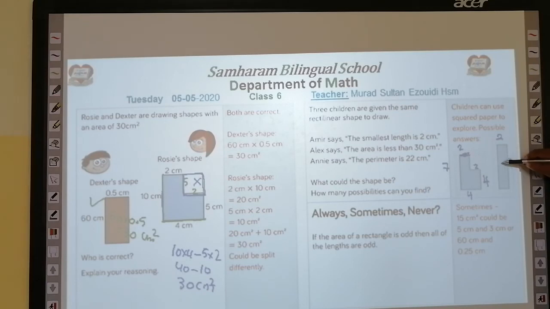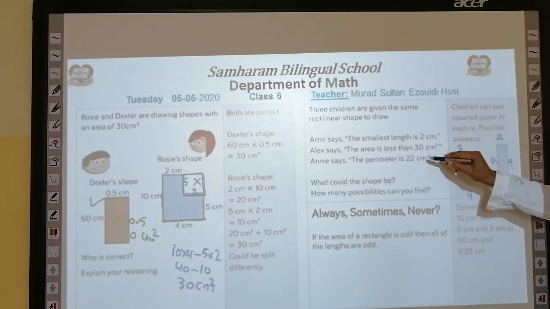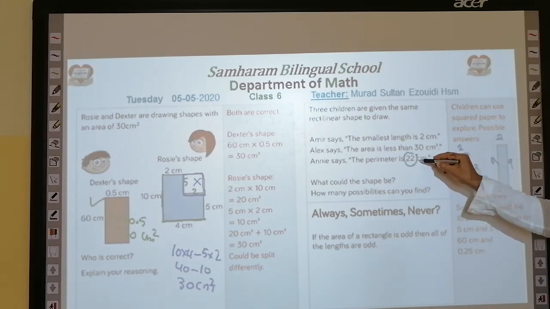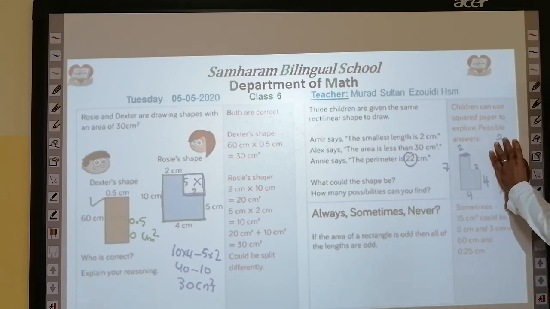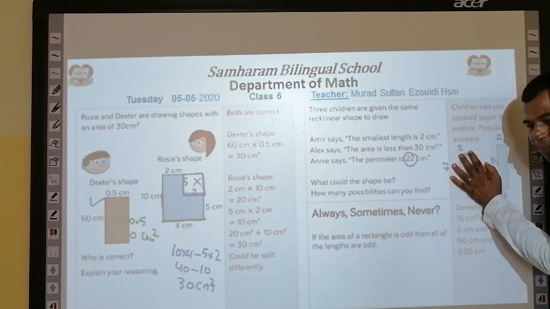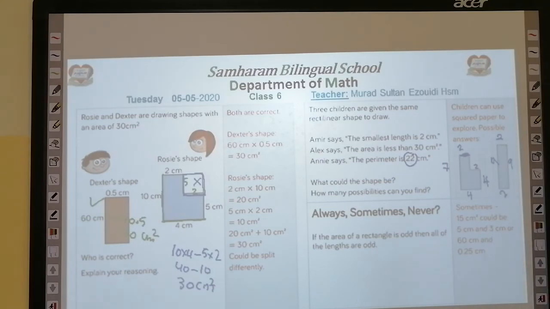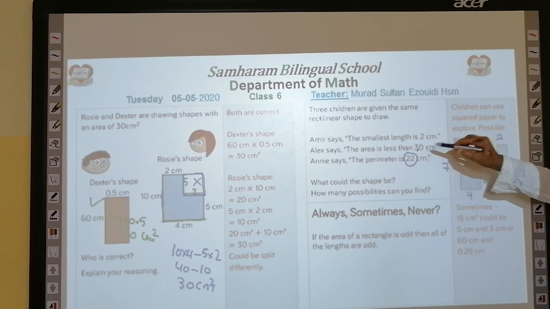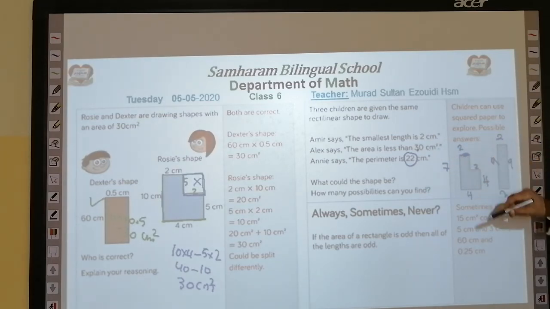Look, 9 plus 9 is 18. Then this is 2. 18 plus 2 is 20, plus 2 is 22. Okay, we found this. Now, from this rectangle, from this shape, I will try to construct my compound shape. So, what about the area? 9 multiplied by 2 is 18 centimeters squared, which is less than 30. Move to the next one.